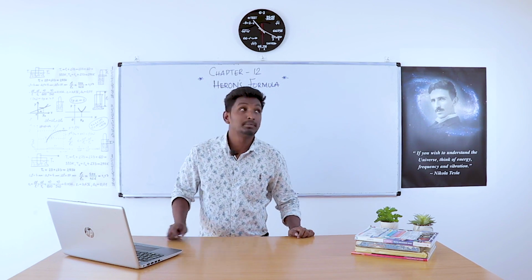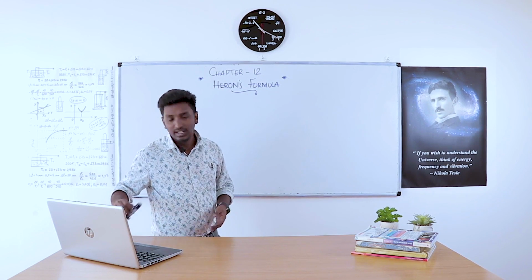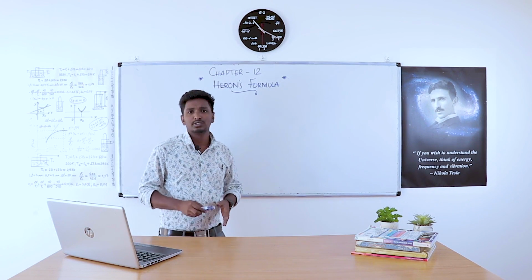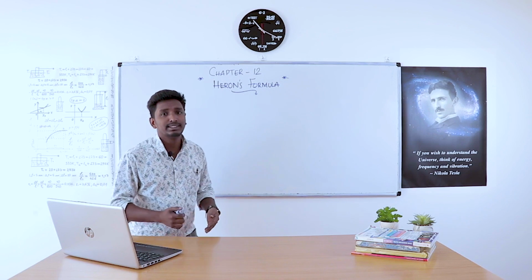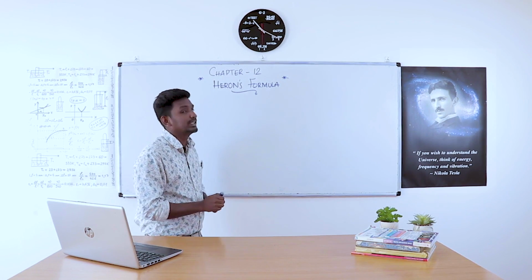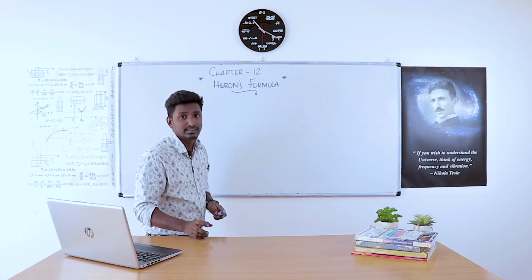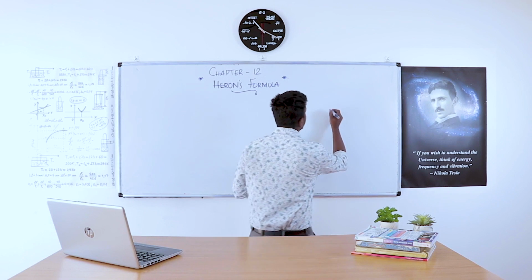Today we are looking at chapter number 12, Heron's formula. This formula is used to find the area of a triangle. You all know how to find the area of a triangle. You know the equation as half into base into height. Half into base into height gives the area of a triangle.